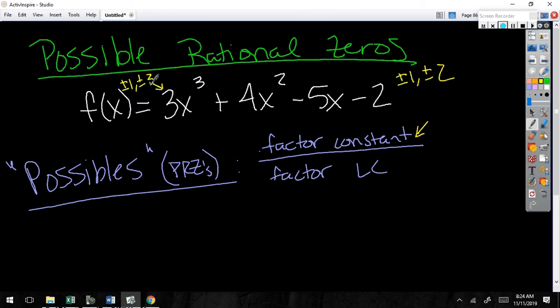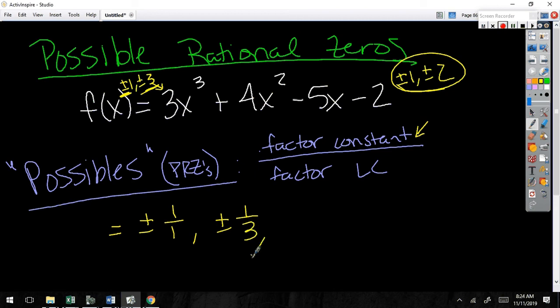So what we do is we're going to make all the possible fractions we can, taking the numbers on the right and dividing them by the numbers on the left. The factors of the constant divided by the leading coefficient. So what I could do, I'm going to take all of these and I'm going to divide them by this. Then I'm going to take all these and I'm going to divide them by the 3. So 1 divided by 1 is 1. 1 divided by 3. Now I'm going to take the 2 and do the same thing. 2 divided by 1 and 2 divided by 3.